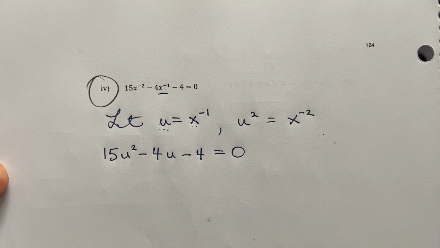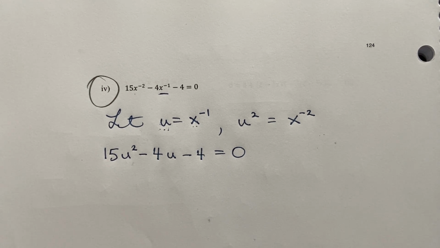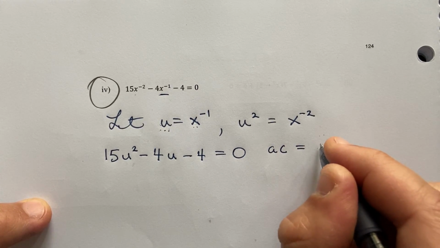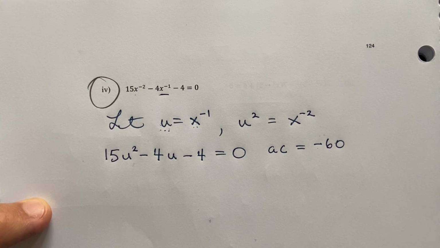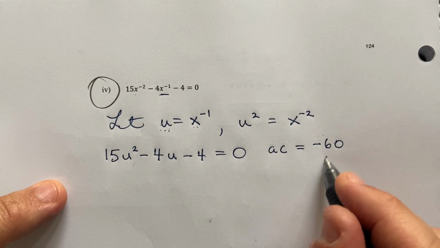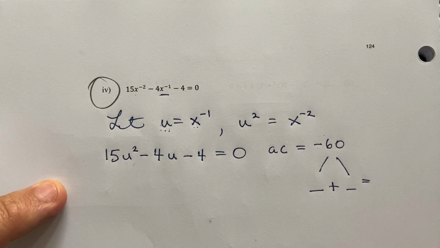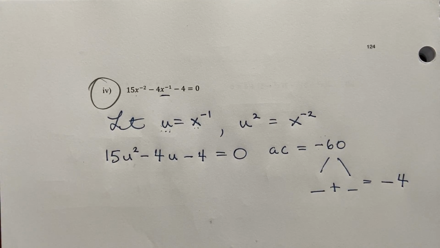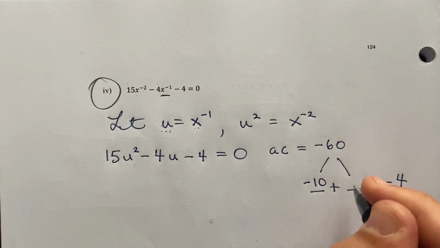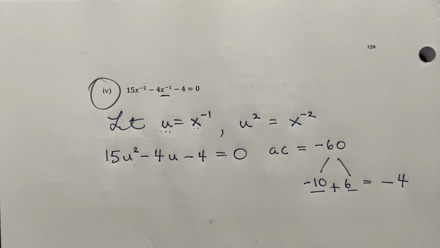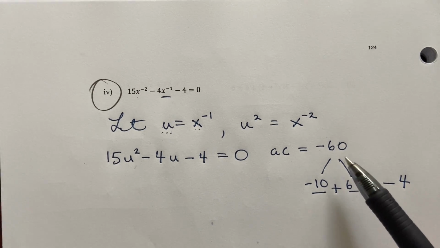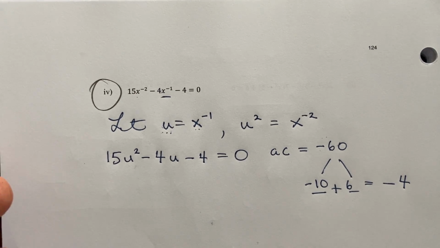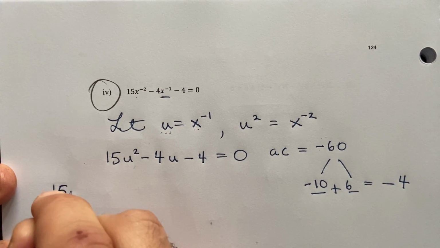All right, this thing may factor. If you use the a times c method, you're getting negative 60 as a times c, 15 times negative 4. And then we're trying to add up to negative 4. So negative 10 and 6 looks like it does that. Negative 10 times 6 is negative 60. Negative 10 plus 6 is negative 4. So I'll rewrite the middle term.